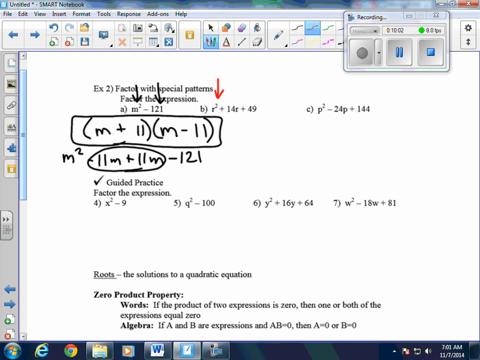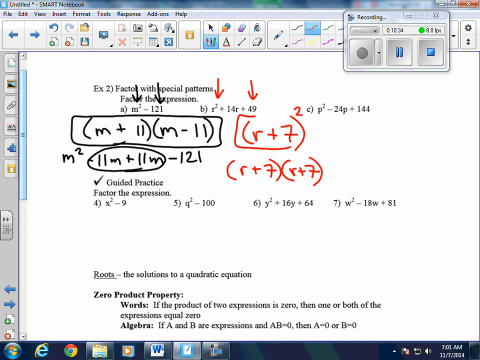In B, I notice this is a perfect square and this is a perfect square. So in this case, I'm going to go r and then 9. Nope, 7. 7 squared is 49. So 7. And then we look here, and this is a positive sign, so that we know that this is what our answer is going to be. Now, if you didn't see that, you would factor it. You would have r plus 7 times r plus 7. And those are the same thing. But if you see that pattern, that's what you would have.